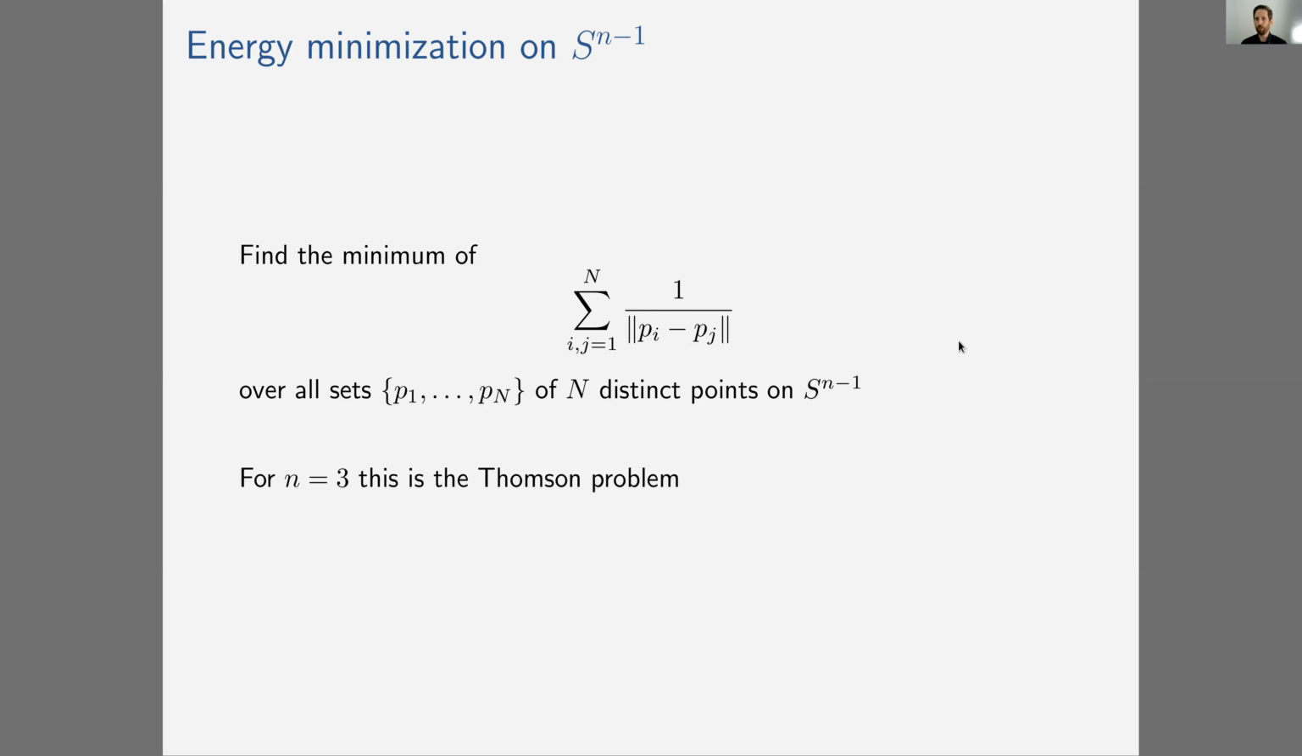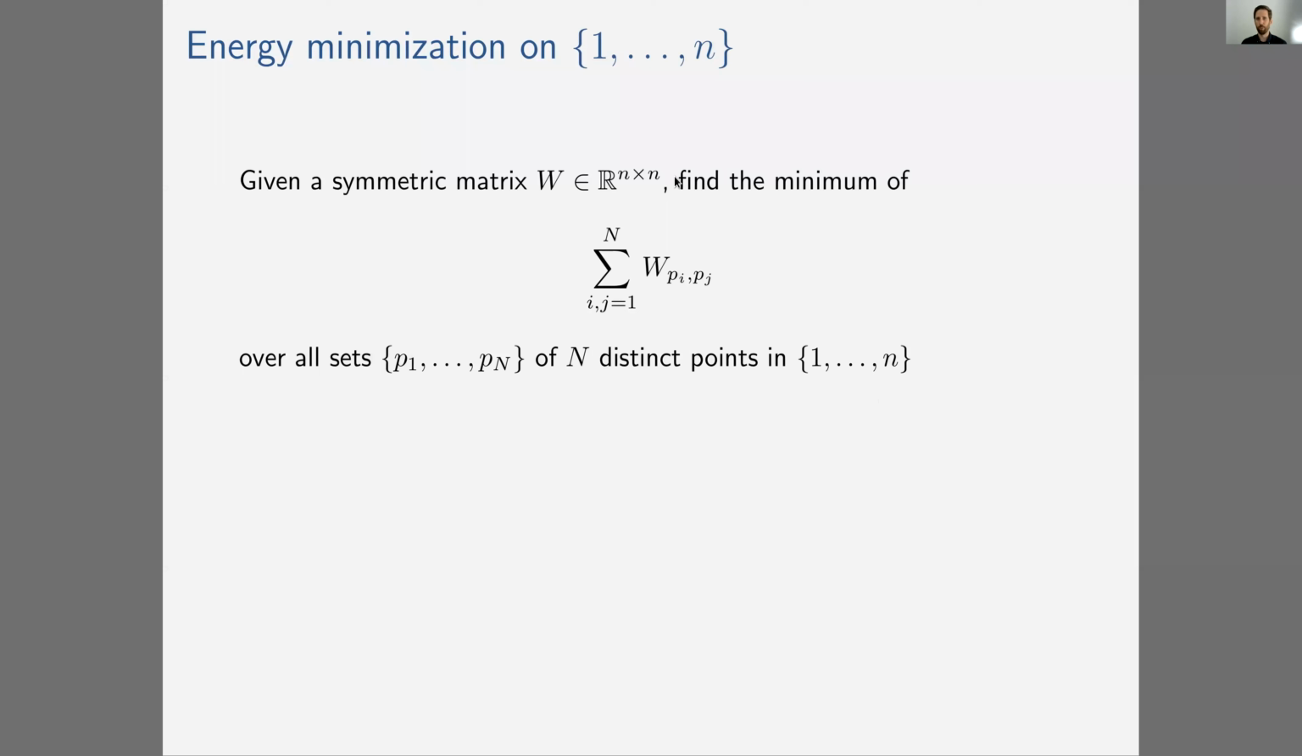Now I want to derive a hierarchy for this problem. The first step, if you want to use this Lasserre technique, is to look at a different problem where the container, let's call this the container where the particles live, is a finite set. So instead of considering the sphere, which is an infinite set, we consider energy minimization on this finite set, from 1 through lowercase n. So how does that look?